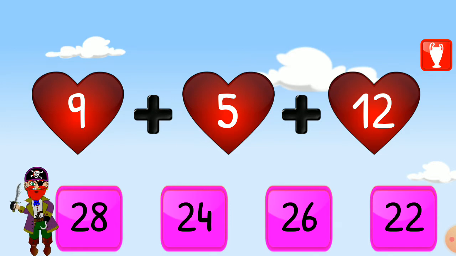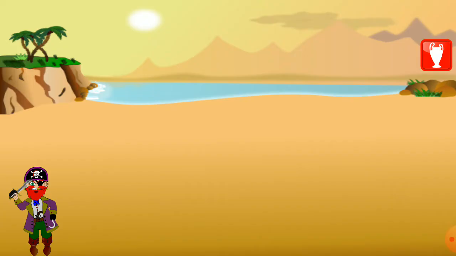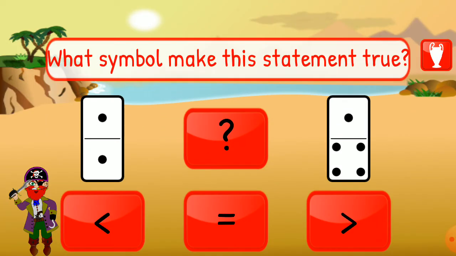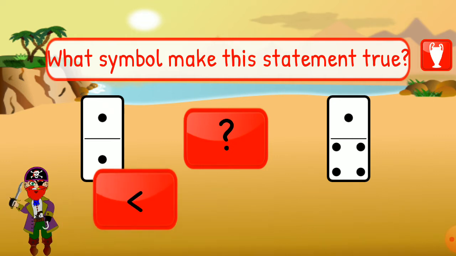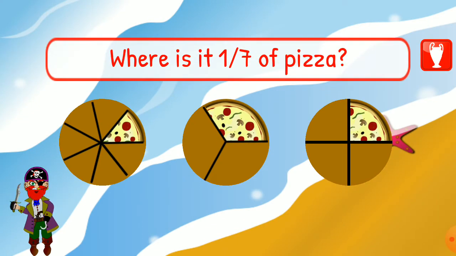9 plus 5 is 14. 14 plus 12 is 26. Wow. Less than 2 is less than 5. Oh yeah. Where is it 1 by 7 of pizza? So this one, is 1 by 7 of pizza.